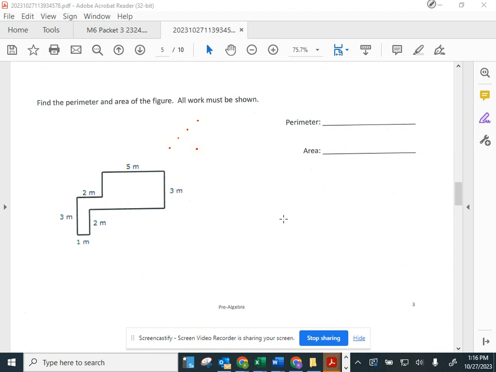Perimeter and area. First thing you have to do to find the perimeter is to make sure that you fill in every side with a measurement. So figure out your missing measurements, add them up. Then to find our area, we know the area of a rectangle is length times width. So you need to figure out what your length and width are, your length and width, your length and width. Find your three areas and add them together. Next page.